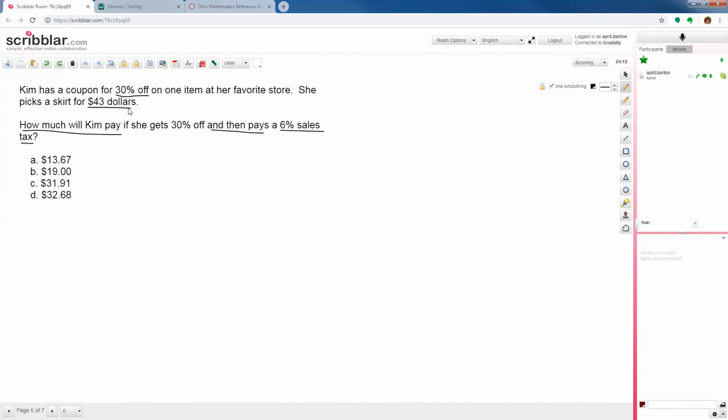So if she's getting money off, let's think about the context. What do you expect? Do you expect she's going to pay less than $43 or more because she's getting money off? Less. She's going to save money. We all like sales. So if you go through this and get an answer of like 60, you'd be like, okay, something's off. How can I regroup? So we want 30% of $43.